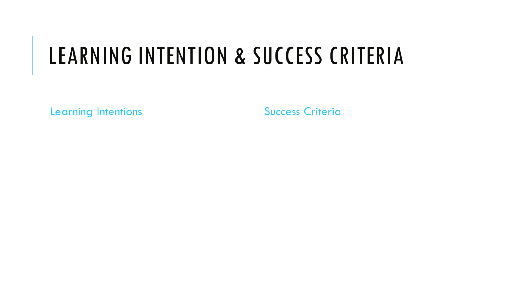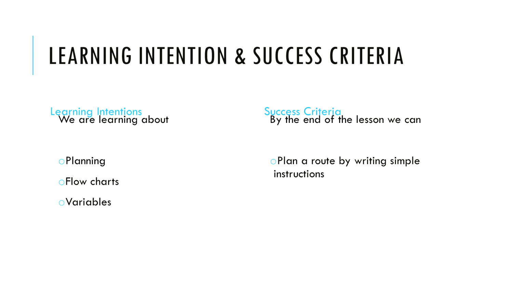This week our learning intentions and success criteria are, we're learning about planning, flowcharts and variables, with success criteria of: plan a route by writing simple instructions, completing a flowchart and creating a Python program using variables.